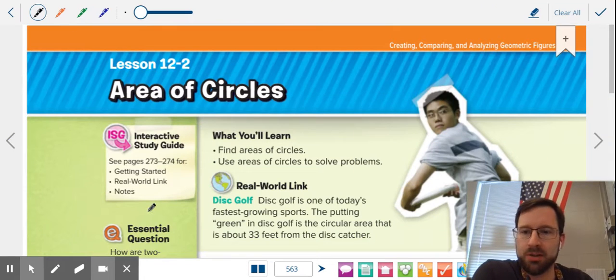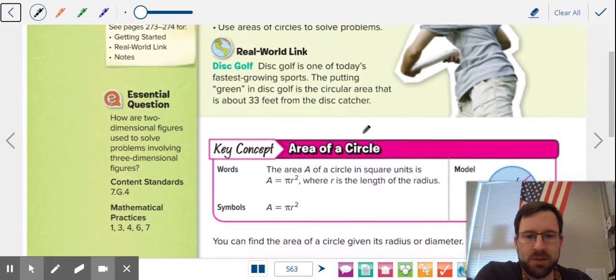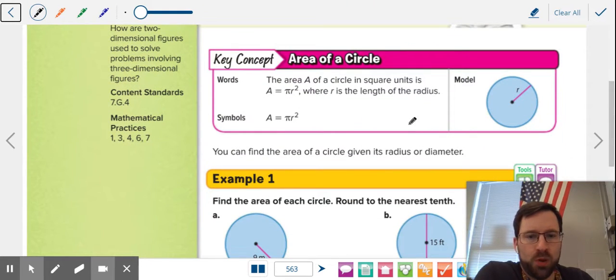Pre-Algebra. Welcome back to another edition of our screencast series. We're on lesson 2 of chapter 9, area of circles. So once again, we're looking at pi.